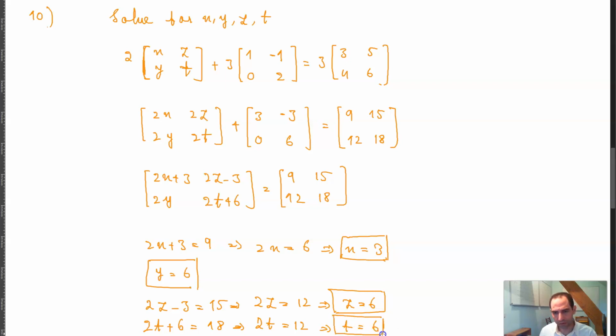That means that x is equal to 3, y is equal to 6, z is equal to 6, and it seems that z is supposed to be equal to 9 and t is equal to 6. So 2z minus 3 is equal to 15. That means that 2z is equal to 15 plus 3. I'm sorry, I made a mistake here.